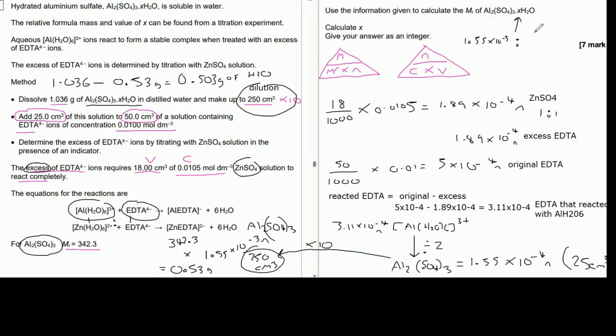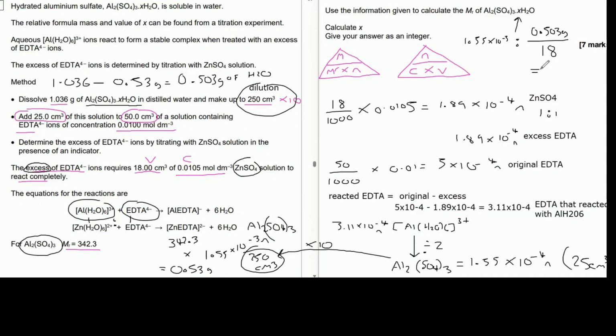Well, I need to take the grams, 0.503 grams, and divide it by the Mr of water. Hopefully you can remember the Mr of water off by heart. You should know it now, you're doing A level. H is 1, O is 16, so I've got two H's and an O. That is 18. So 0.503 grams divided by 18.